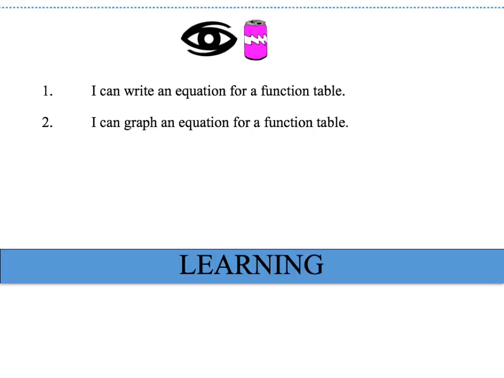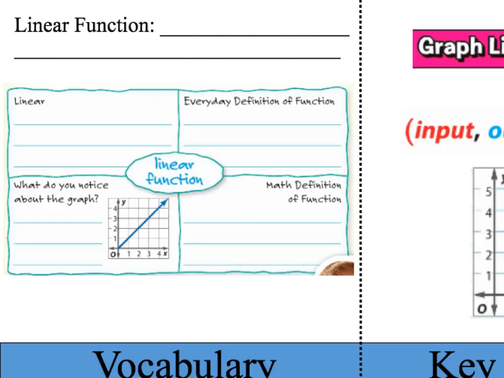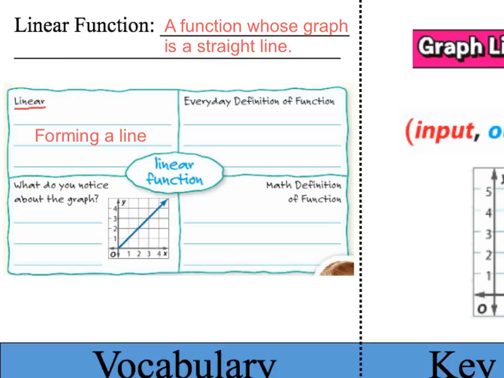The first learning objective for this lesson says I can write an equation for a function table. And the second one says I can graph an equation for a function table. Our first vocabulary word is called linear function. A linear function is a function whose graph is a straight line. The word linear means forming a line, because I can see the word line in linear.